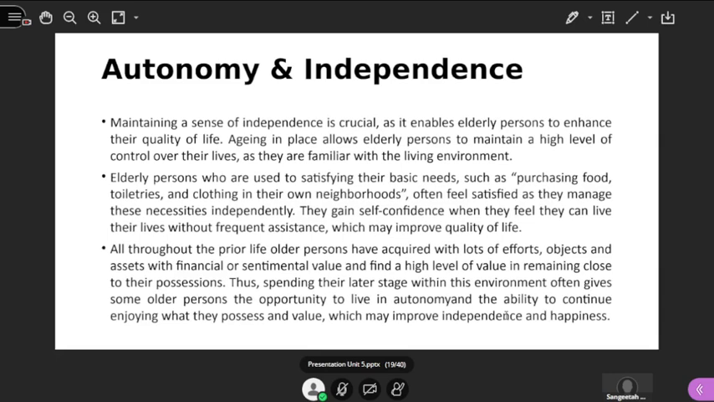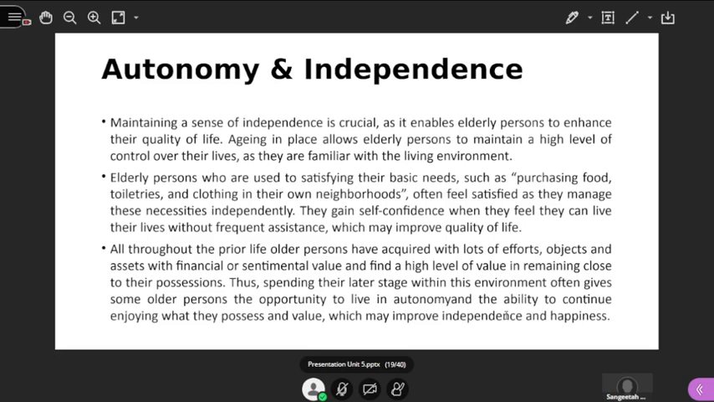Now, quality of life, as we say, dignity is important, environment is important, infrastructure is important, but also autonomy and independence is very important, because sometimes when we say, "let us do it for them," they say no, they want to do it themselves, because they want to. So maintaining a sense of independence is crucial as it enables elderly persons to enhance the quality of life.